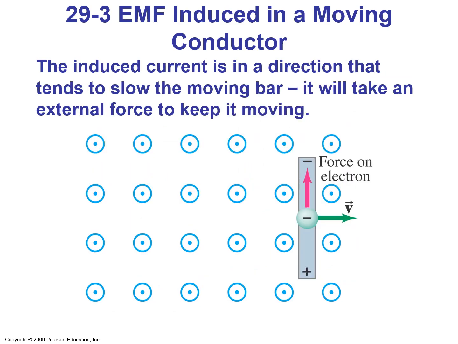So the induced current is in a direction that tends to slow the moving bar, and it will take an external force to keep it moving. So as you can see here, this bar, which was moving, will have induced EMF inside the bar, which caused the charges inside the bar to be separated at some internal electric field due to the electric force induced inside the bar.